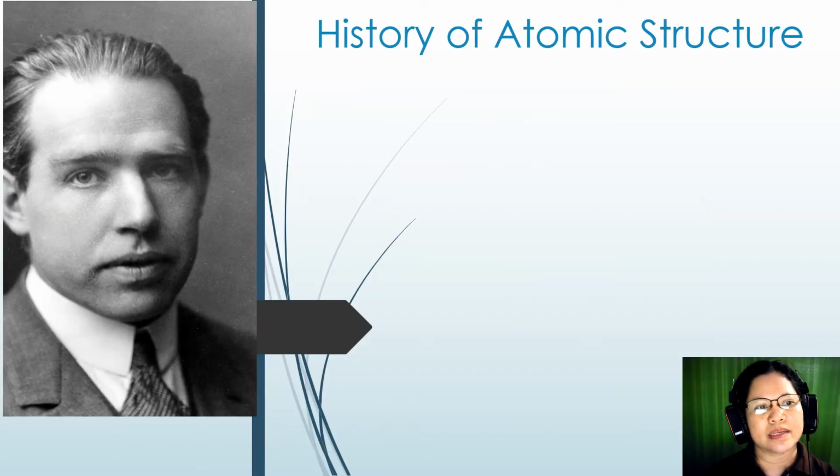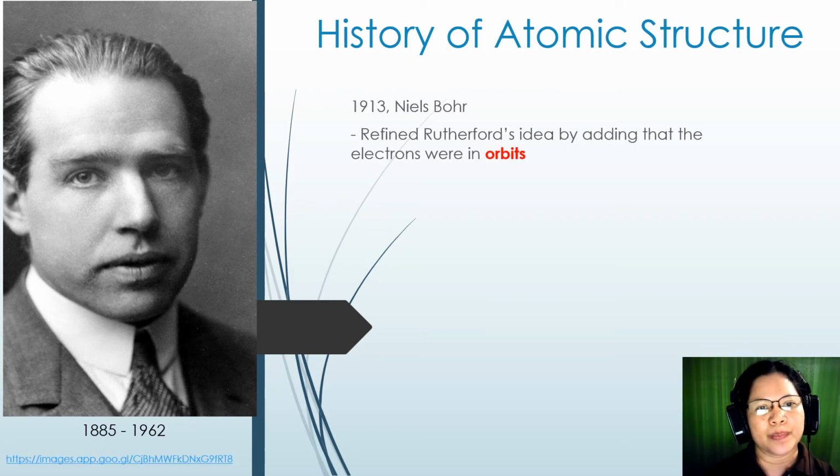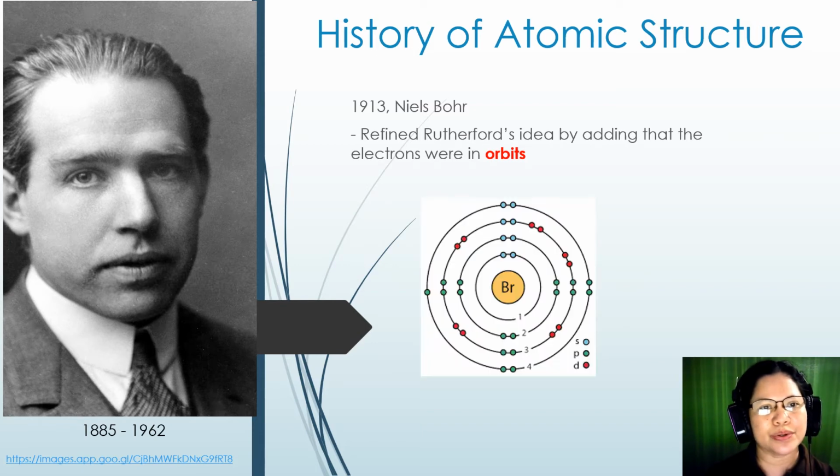Okay, next is Niels Bohr. What was his contribution? He refined Rutherford's idea. According to Rutherford, electrons are negatively charged. According to Niels Bohr, electrons are orbiting around the atom. So this is the model used by Niels Bohr.